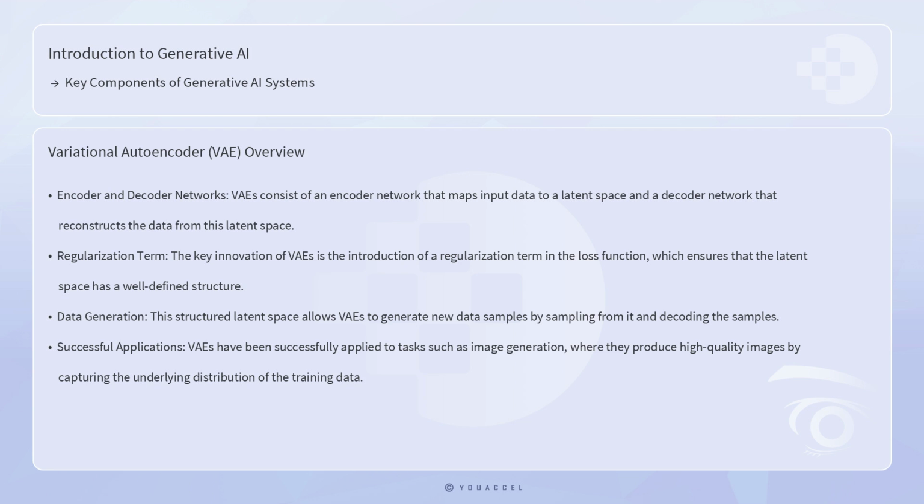Another critical generative model is the variational autoencoder, which combines principles from deep learning and probabilistic graphical models. VAEs consist of an encoder network that maps input data to a latent space and a decoder network that reconstructs the data from this latent space. The key innovation of VAEs is the introduction of a regularization term in the loss function, which ensures that the latent space has a well-defined structure. This structured latent space allows VAEs to generate new data samples by sampling from it and decoding the samples. VAEs have been successfully applied to tasks such as image generation, where they produce high-quality images by capturing the underlying distribution of the training data.